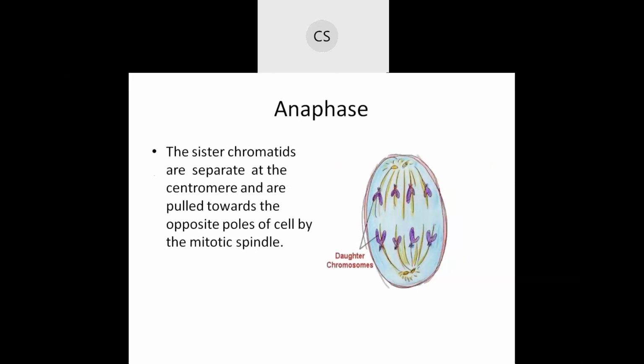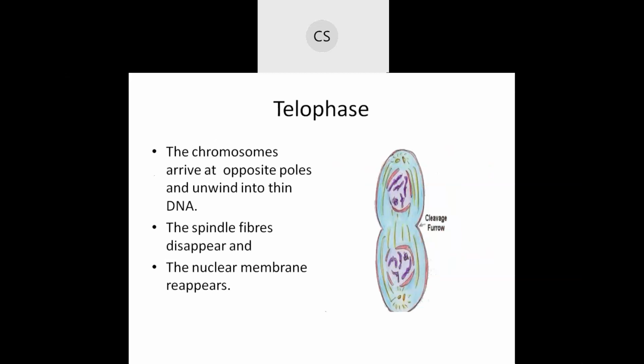Anaphase is the third stage of mitosis. In anaphase, the sister chromatids separate and the centromeres are pulled towards the opposite poles of the cell by the mitotic spindle. The last stage of mitosis is telophase. In telophase, the chromosomes arrive at opposite poles and unwind into thin DNA. The spindle fibers disappear and the nuclear membrane reappears.